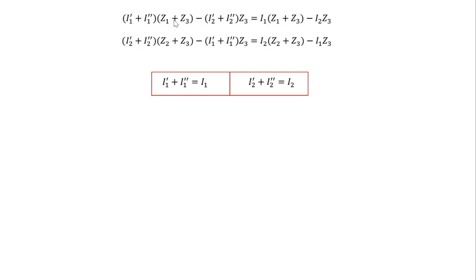If you compare the terms, you have similar terms on either side, which means you can equate the coefficients. So when you equate the coefficients of Z1 plus Z3, you get I1 prime plus I1 double prime equal to I1. Similarly, when you compare the coefficients of Z3, you have I2 prime plus I2 double prime equal to I2. So what are I1 prime and I2 prime? These are the individual currents when you consider only V1. Similarly, I1 double prime and I2 double prime are the individual currents when you consider only V2. So you have proved that the sum of the individual currents equals the total current.